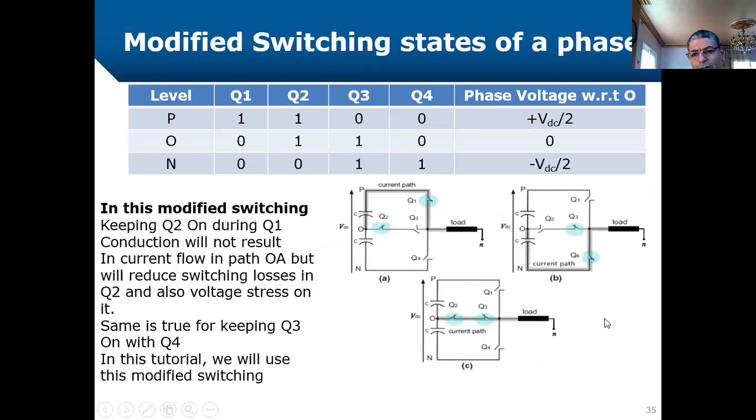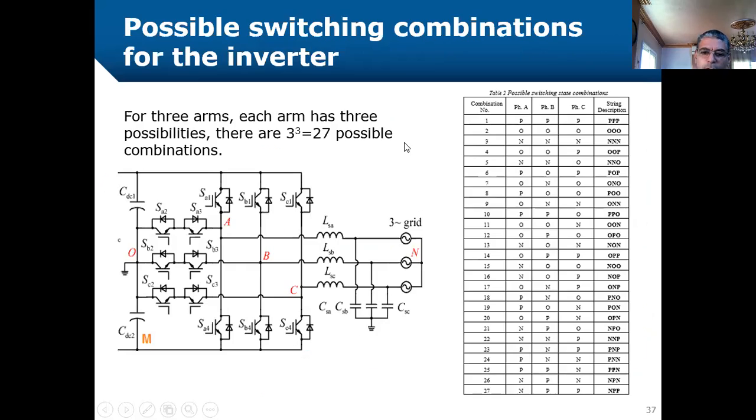Back to this table, we designate these conduction states by P, O, and N. So each arm will have only these three useful and allowed states: P, O, N. And as we say, we have to confine the transition so that P to N or N to P is not allowed. For three arms, each arm has three possibilities, so we have 3 to the power of 3 possible states. This is 27 possible combinations.